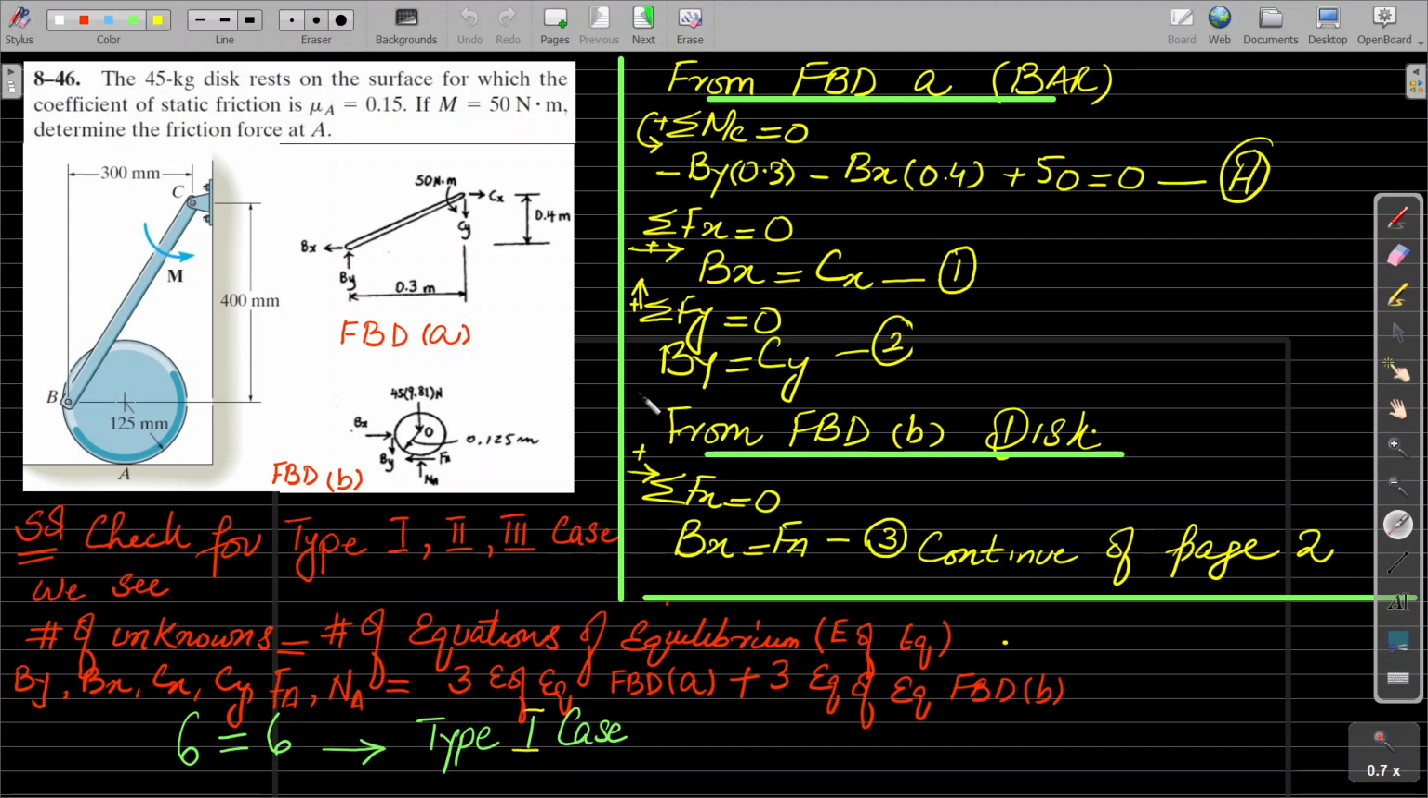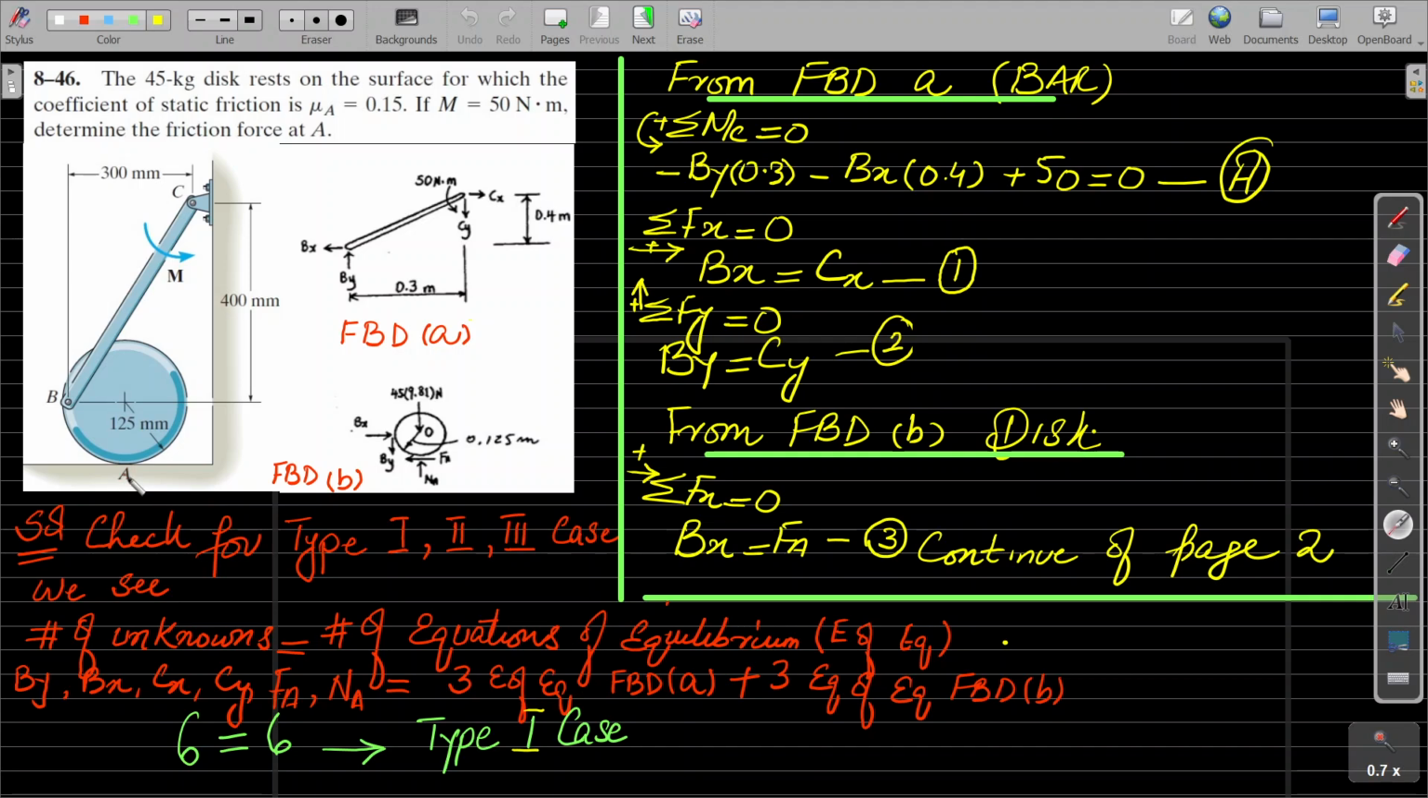All right, the problem at hand is a friction problem. We are given a 45 kilogram disc resting on a surface for which the coefficient of static friction is mu A equals 0.15. The couple moment is given as M equals 50 newton meter, and we need to calculate the friction force at A. What is the friction force being generated at this point?